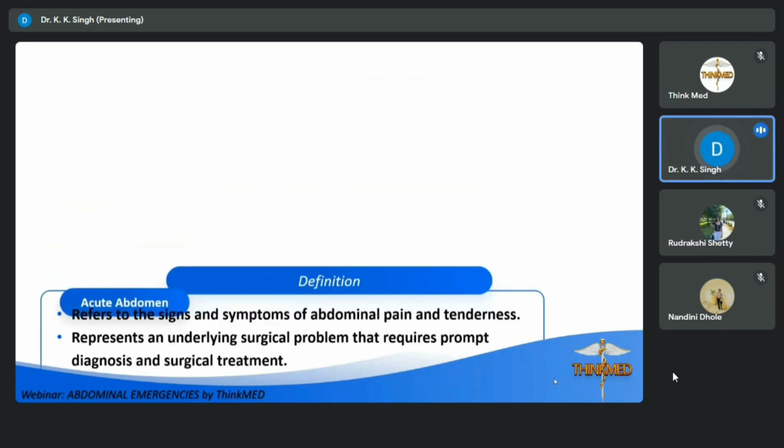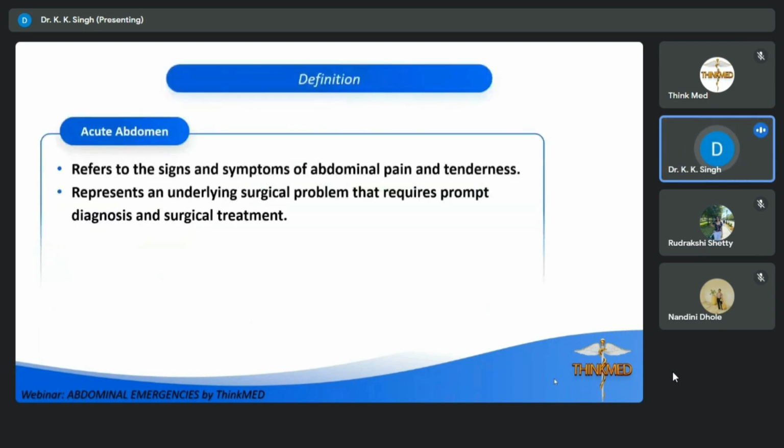Because acute abdomen is one of the most common emergency cases which you shall encounter in emergency, in surgery, and in OPD. As a surgeon, this is one of the most common problems by which the patient will come to you. What is acute abdomen?